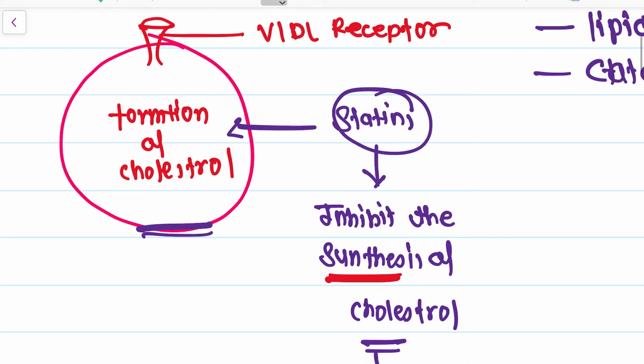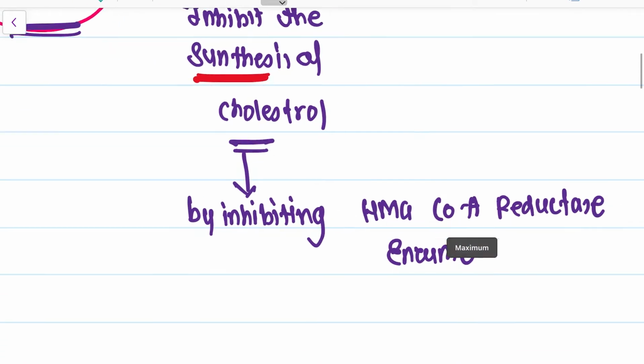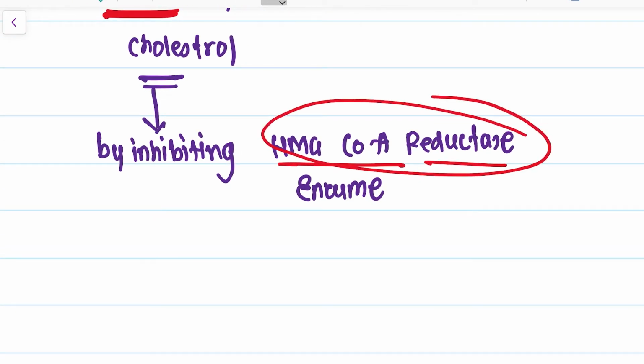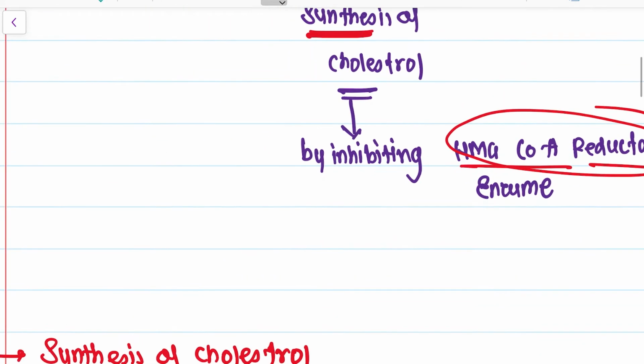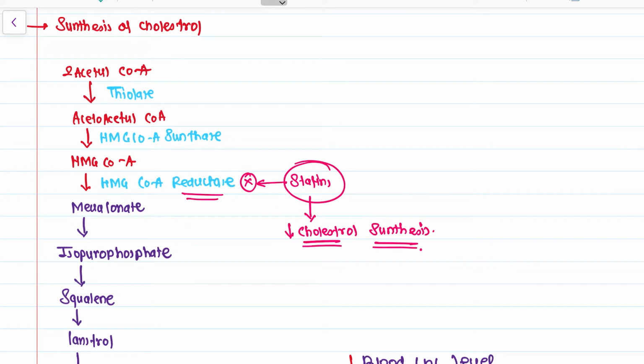The second way is the synthesis of cholesterol. Now the statins work as a hypolipidemic drug by inhibiting the synthesis of cholesterol, by inhibiting the enzyme HMG-CoA reductase, which is required for the synthesis of cholesterol. Now, how is it required? This is the mechanism of the cholesterol synthesis.